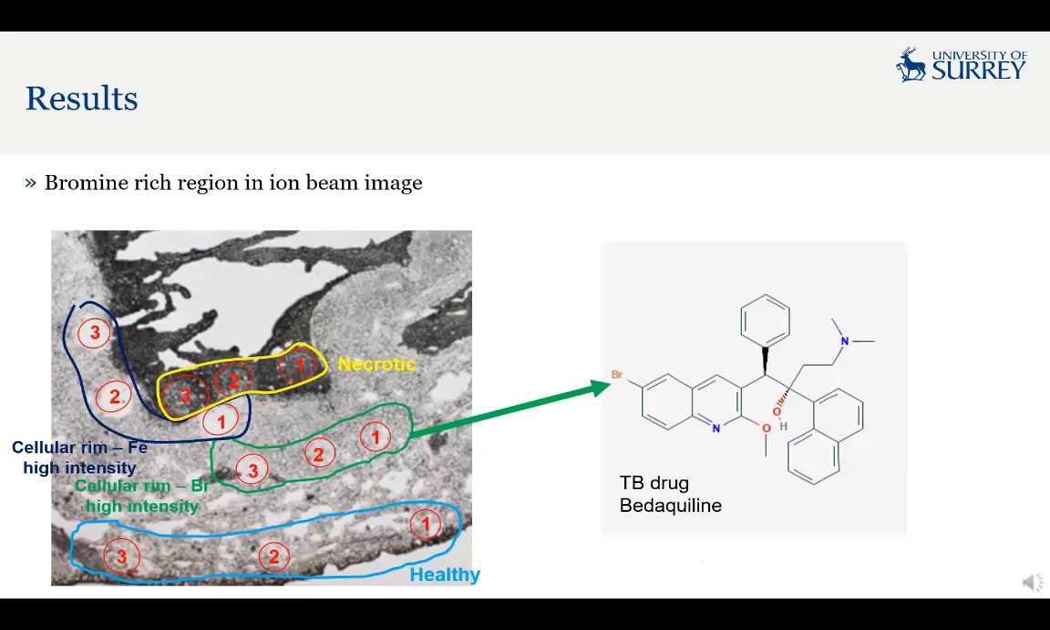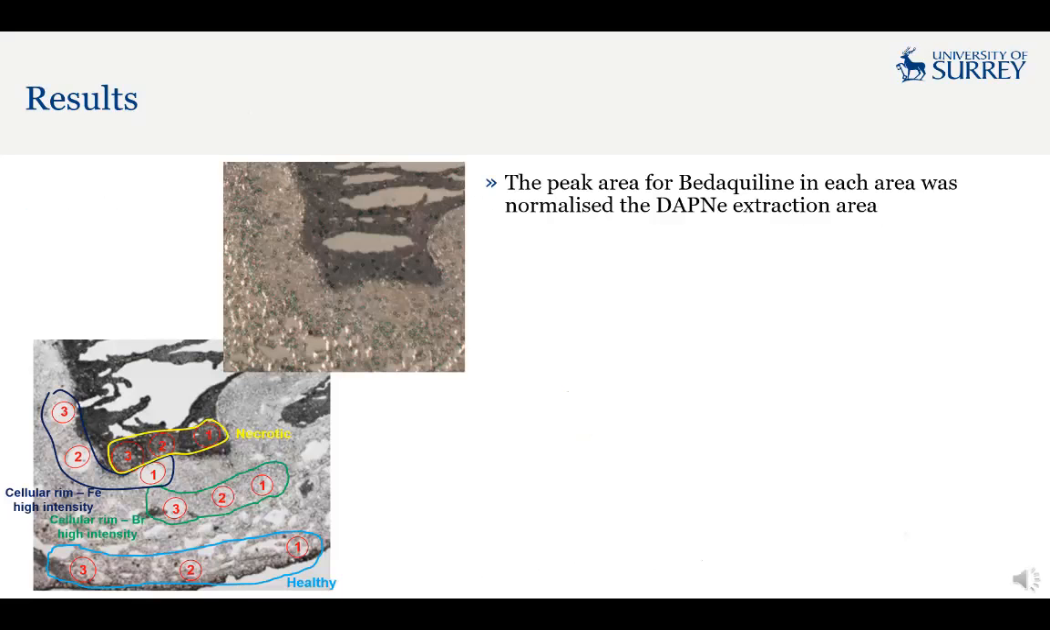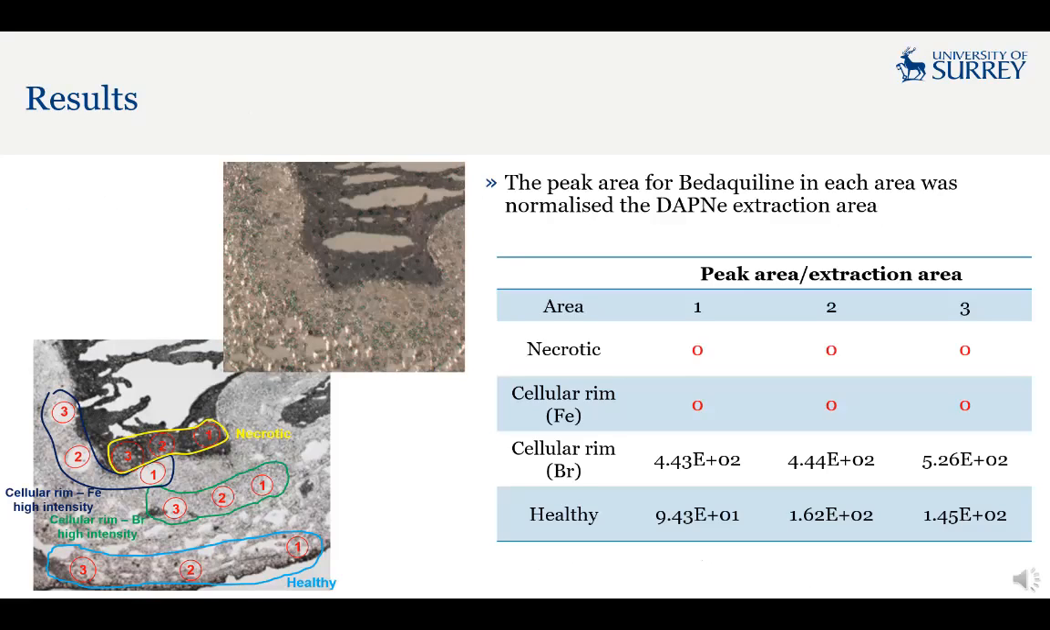The animal from which this granuloma was taken had also been dosed with a TB drug called bedaquiline, which contains a bromine ion. It was theorised that this was producing the Br signal in the IBA image. The bedaquiline peak area from the chromatogram was normalised to the DAPNe extraction area. No bedaquiline was detected in the necrotic region or the iron-rich region surrounding the necrotic region. However, it was detected in the bromine-intense region and the healthy tissue.